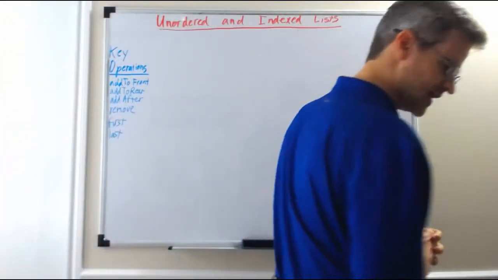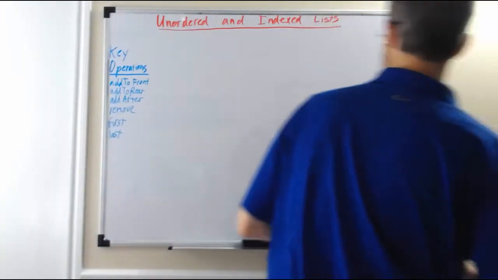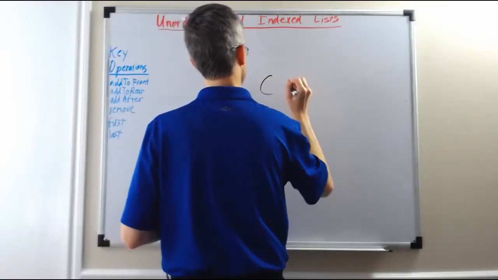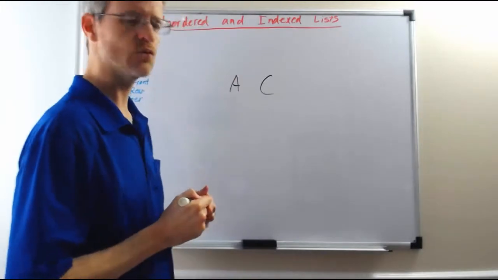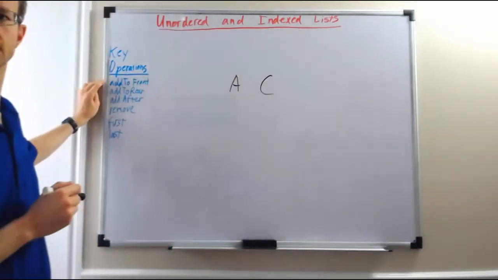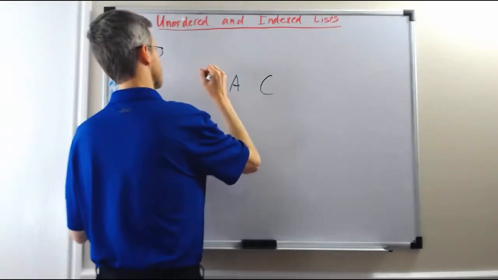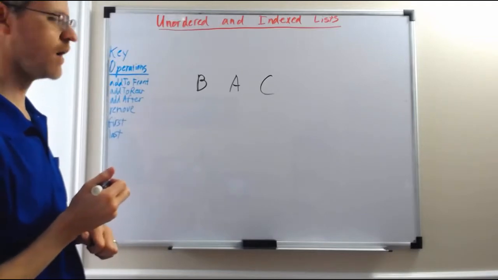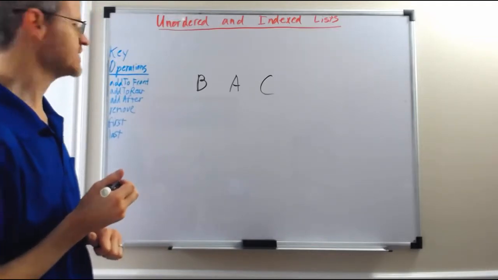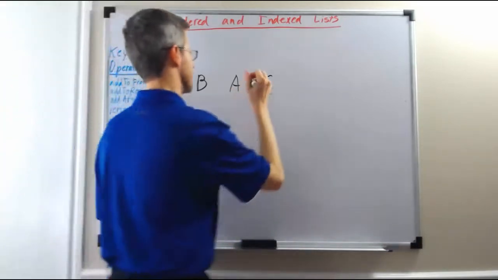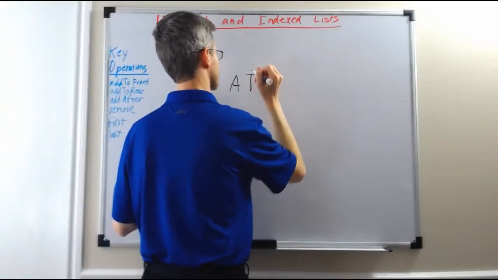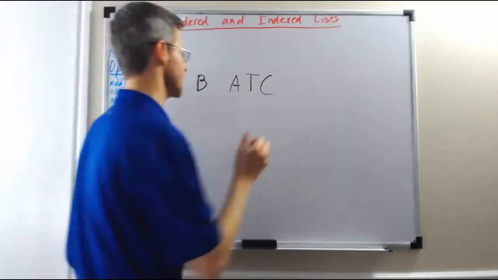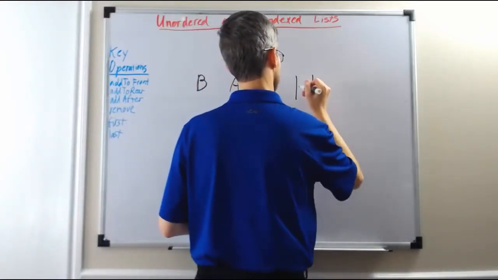So let's see an example. Let's suppose that our list initially contains A and C, and then we call add to front to add a B, and so that's going to put the B here before the A, and then suppose that we call add after to add a T after the A. Then our list would look like this, and then let's suppose that we called add to rear to add an H, and then our list would look like this.